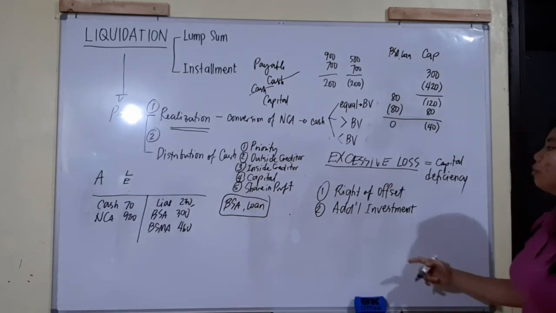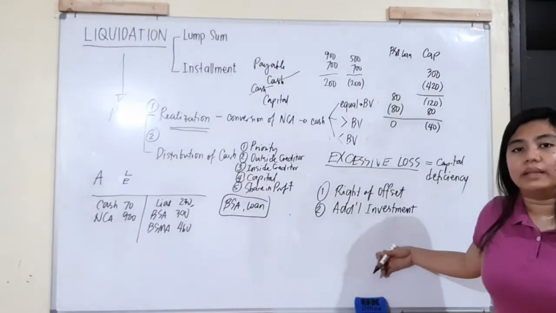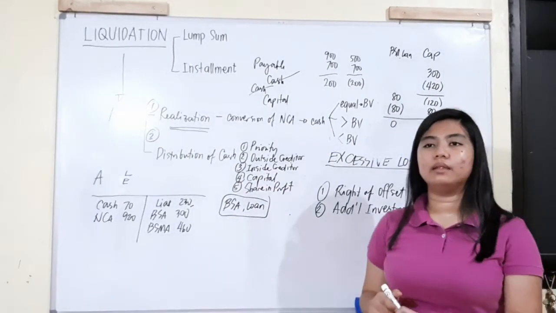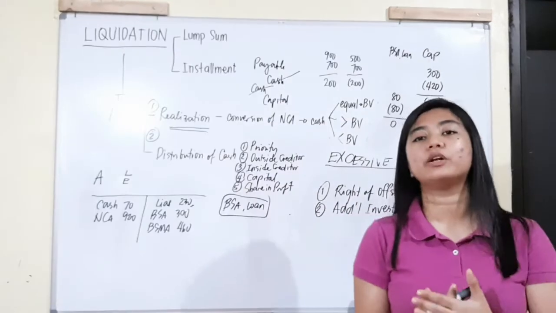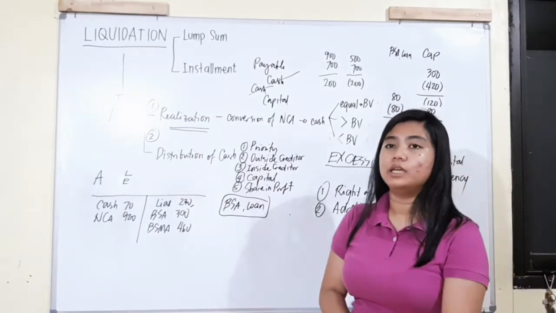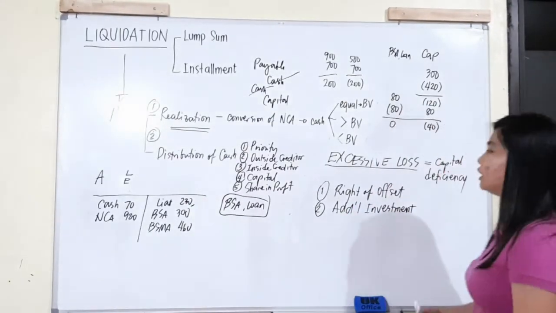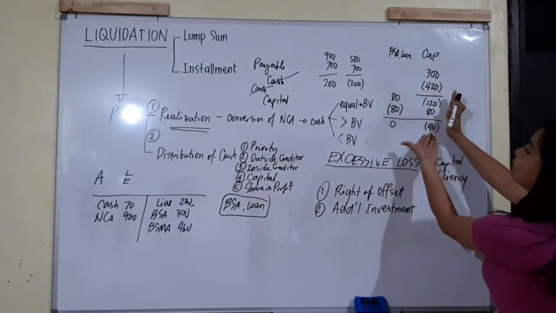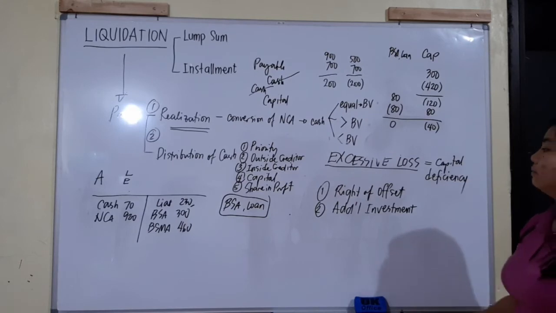Okay? So, paano ngayon kung halimbawa, hindi siya solvent? Ano ibig sabihin ng solvent? Ibig sabihin, aside from the partnership assets, yung personal assets ng isang partner ay mas malaki kaysa sa kanyang personal liability. Ibig sabihin nun, siya ay solvent at may kakayahan siya na magdagdag ng additional cash kung kinakailangan, katulad sa sitwasyon na to. So, ito ay kung solvent na siya. Okay?